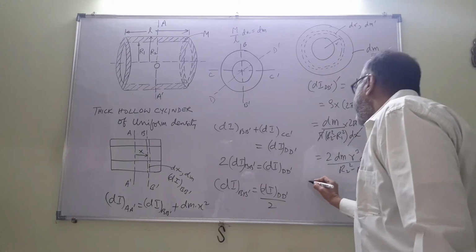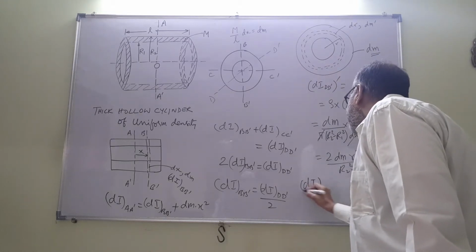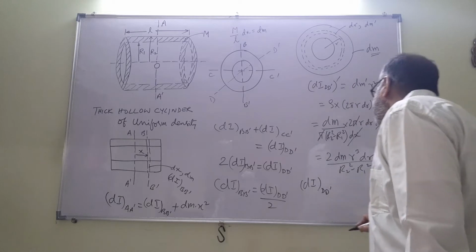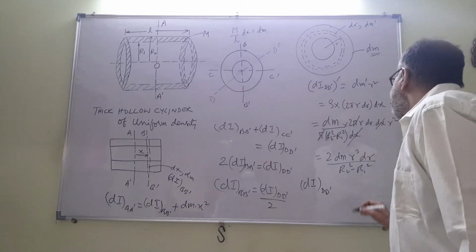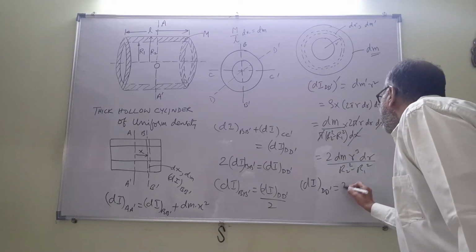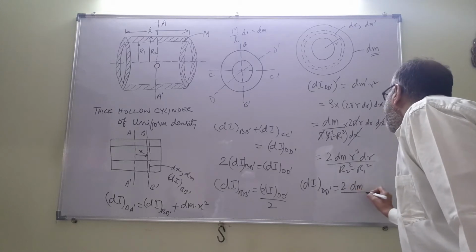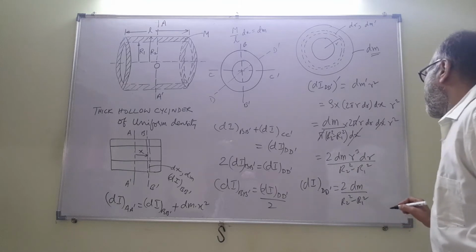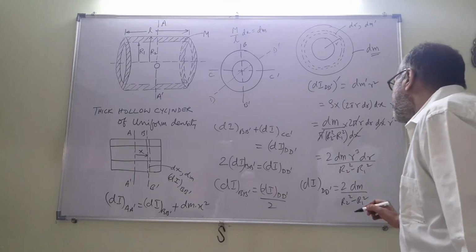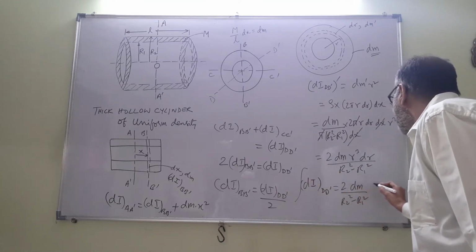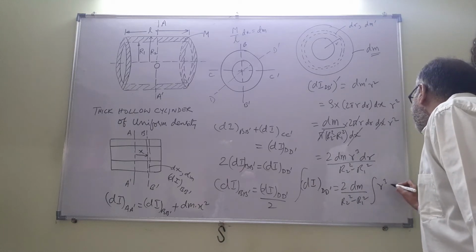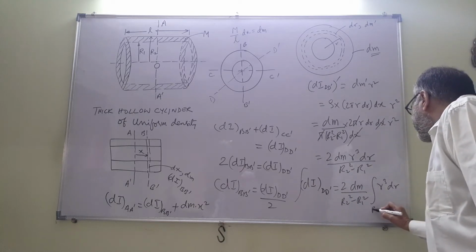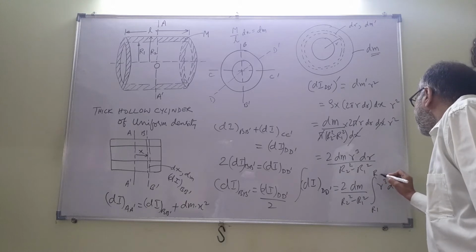So when you integrate this, you will get dI about DD dash for the entire disk. So you will have 2 dm and r2 squared minus r1 squared coming out. Yes, the integral we are doing would be the integral of r cube dr, limits from r1 to r2.